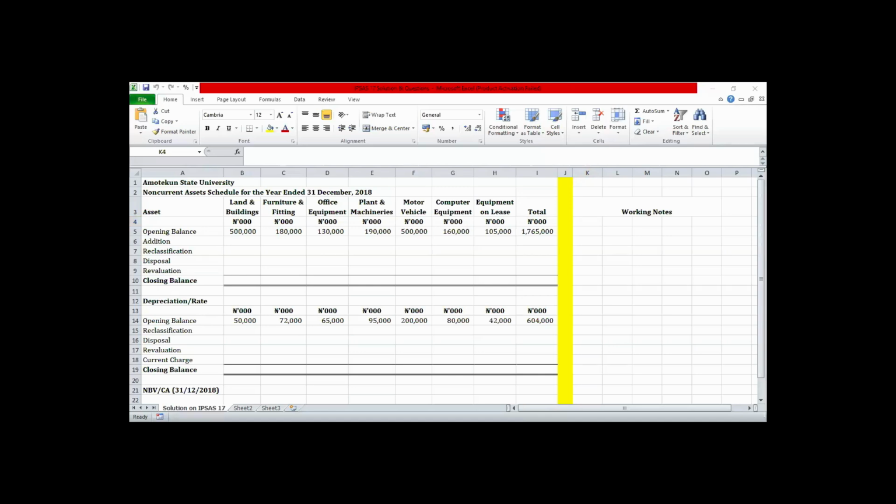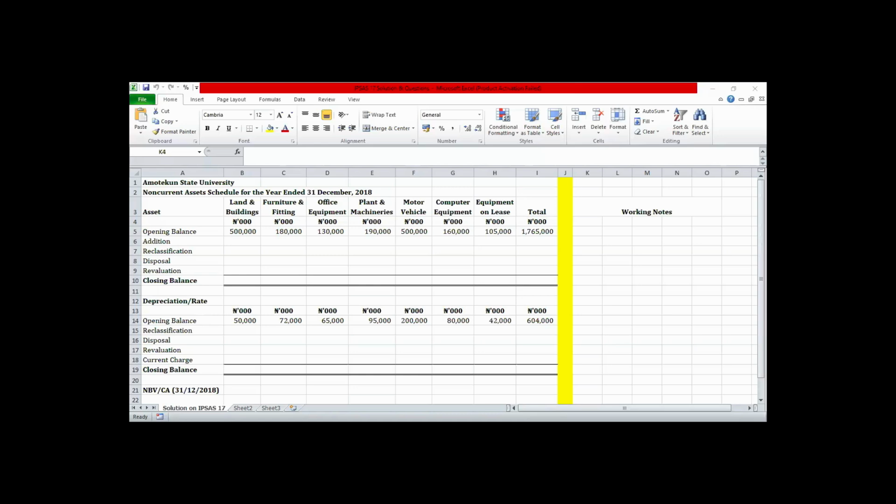A. Bursar. The Bursar of Amotekun State University, Okemoson, delegated the preparation of the non-current asset schedule, to be included in the final account of the university for the year ended 31st December 2018, to one of the deputy bursars in the bursary department. In discharging the assignment, the deputy bursar reviewed the following documents: International Public Sector Accounting Standard, previous year financial report, non-current asset register, valuation reports. He was able to obtain the following information.